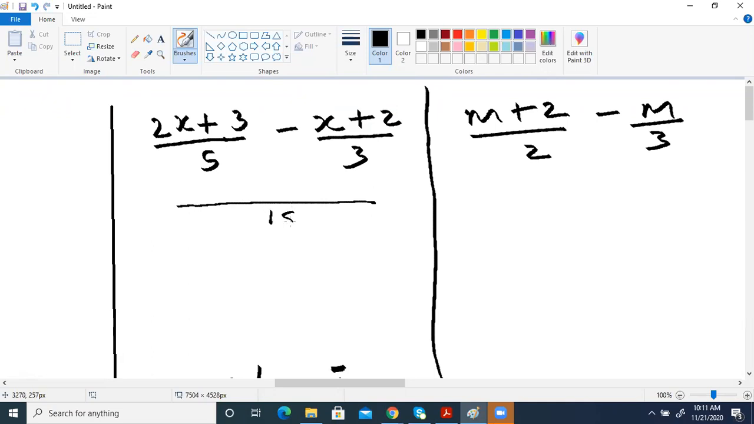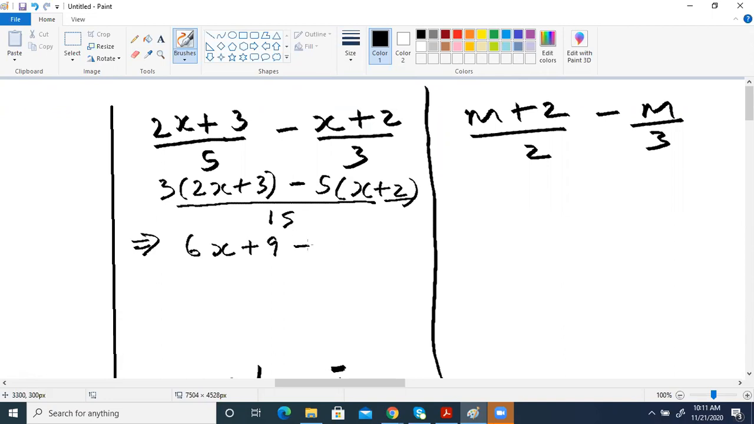So this is 15, 5 into 15, 3 times. And then put the minus out here, and then 3 into 15, 5 times. So now we have 6x plus 9 minus 5x minus 10, over 15.